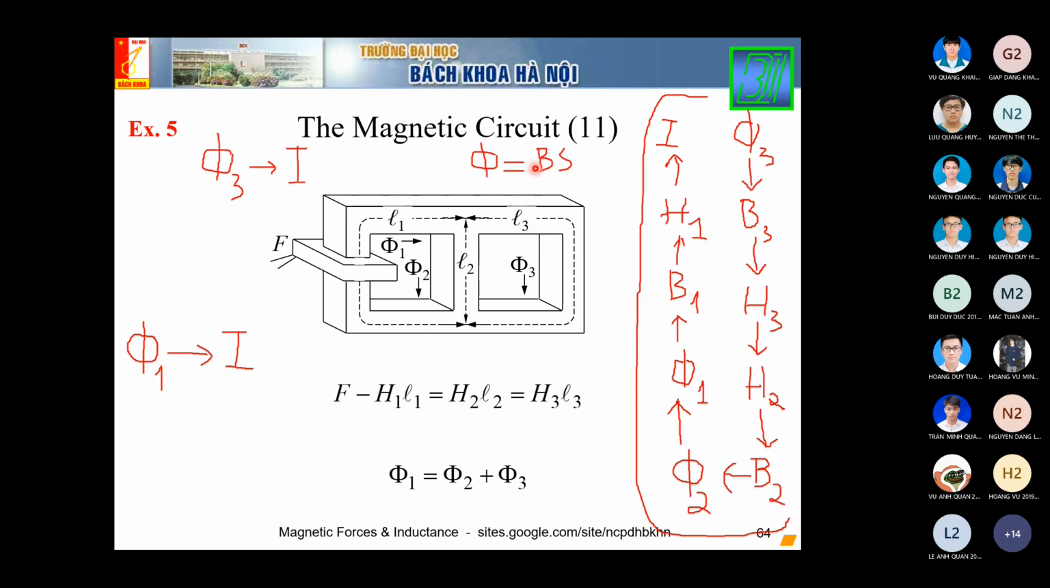Yeah. Okay, but in this exercise we don't have the area. Oh, we suppose that we are given the physical parameters of this circuit. So we know N1, N2, N3, and we know S1, S2, S3.